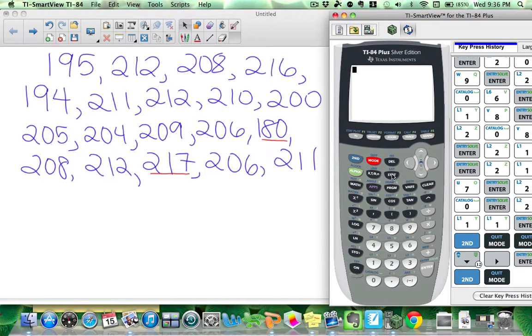Now to calculate the 5-number summary, I need you to hit the Stat button again, and I need you to hit the right arrow over and go to the Calc menu.